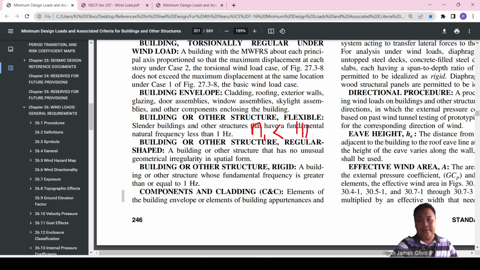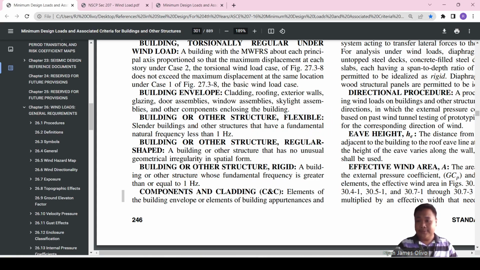Okay. So this is flexible. So this is flexible. So less than 1 hertz. So in rigid, the fundamental frequency here is greater than or equal to 1 hertz. So later I will show you how should we get the fundamental frequency of a structure, no? So how should we get that?